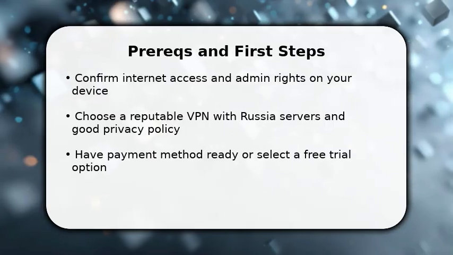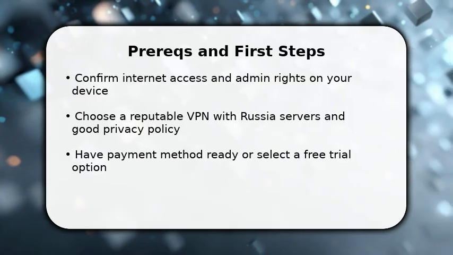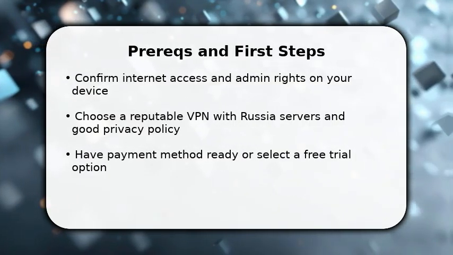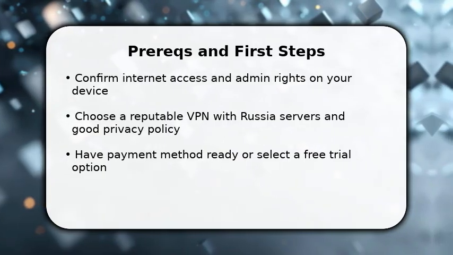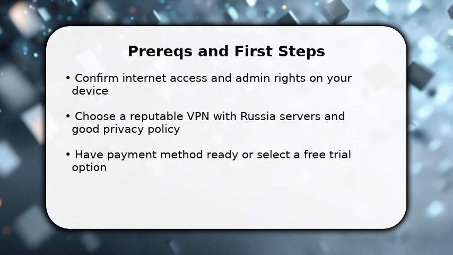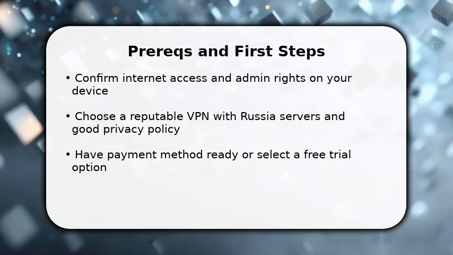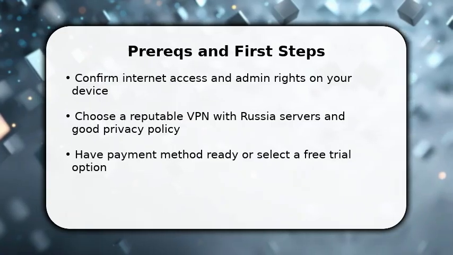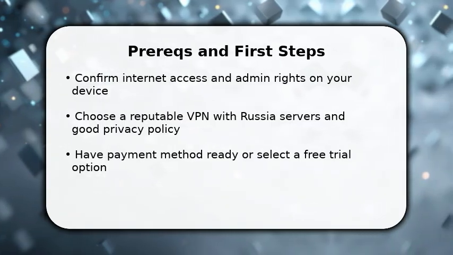You start by confirming your device has an active internet connection and admin rights. This avoids interruptions during install. Next, pick a reputable VPN provider that explicitly lists Russia servers and clear logging policies so you know what you're trusting. Once you've chosen, create an account and prepare a payment method or enable a free trial if available.